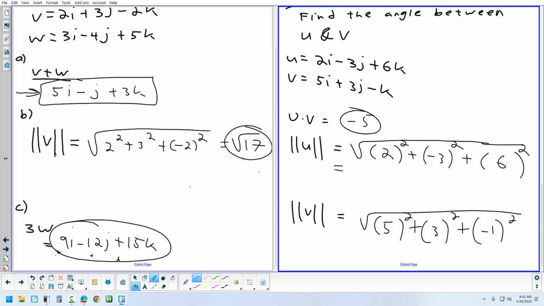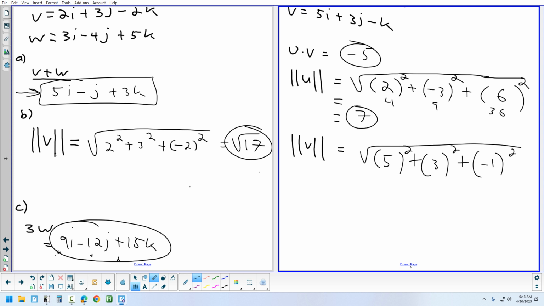2 squared is going to give me how much? So I get 4, negative 3 squared, and 6 squared. What's 4 plus 9 plus 36? 49. And then the square root of that? 7. Okay, so there's the magnitude of u. And lastly, we need the magnitude of v.